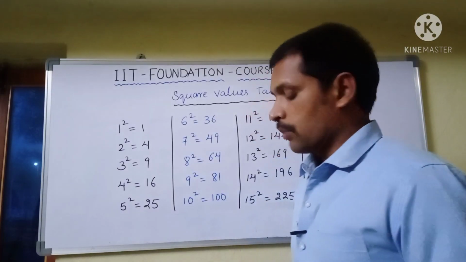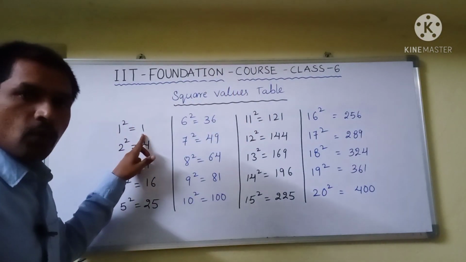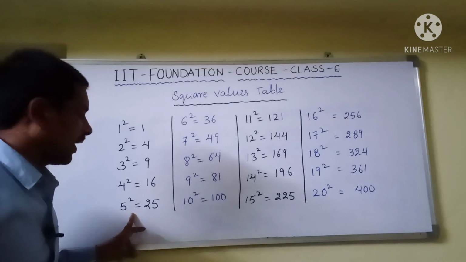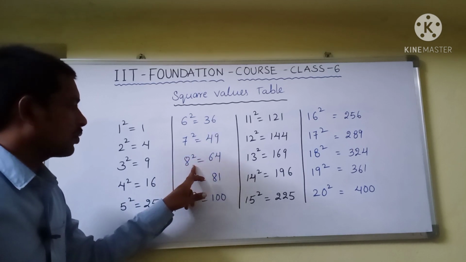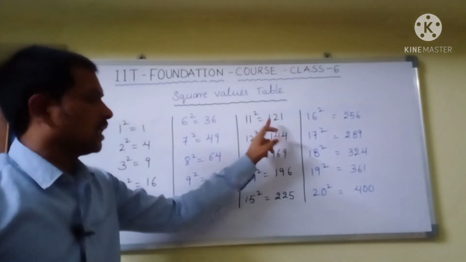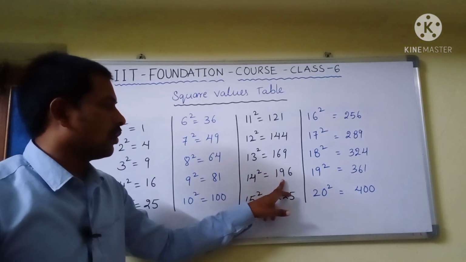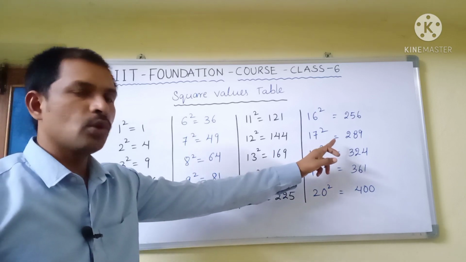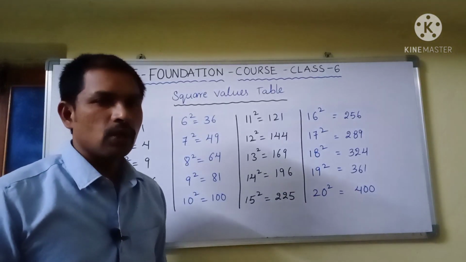Now we will discuss some important square values which we have to remember. 1 square value is 1, 2 square value 4, 3 square value 9, 4 square value 16, 5 square value 25, 6 square value 36, 7 square value 49, 8 square value 64, 9 square value 81, 10 square value 100, 11 square value 121, 12 square value 144, 13 square value 169, 14 square value 196, 15 square value 225, 16 square value 256, 17 square value 289, 18 square value 324, 19 square value 361, and 20 square value is 400.